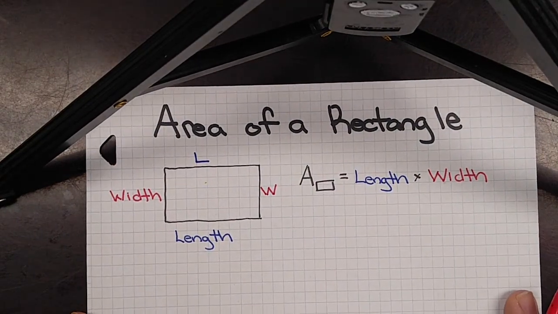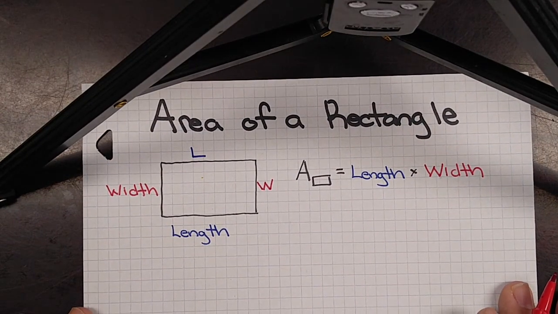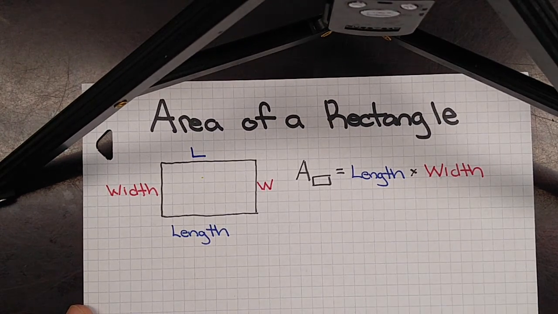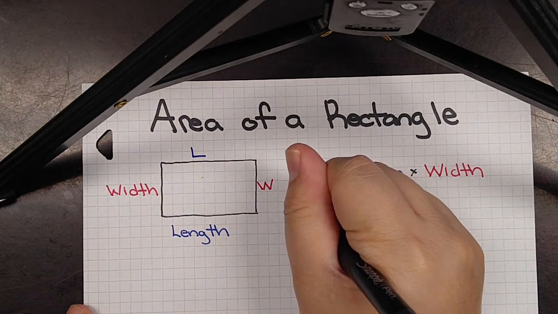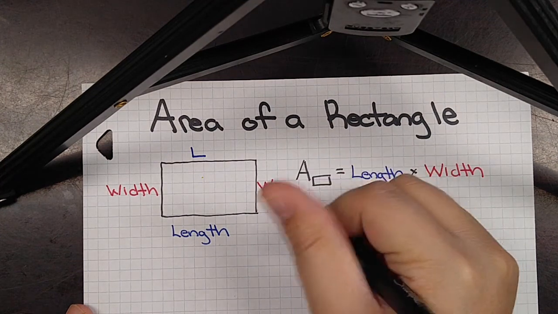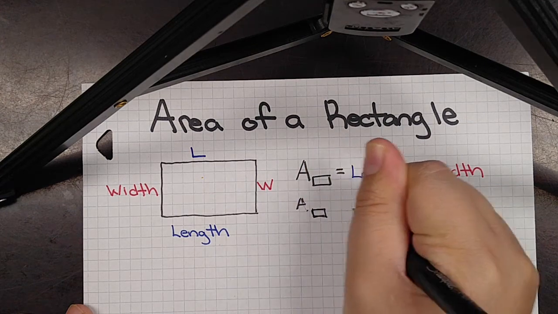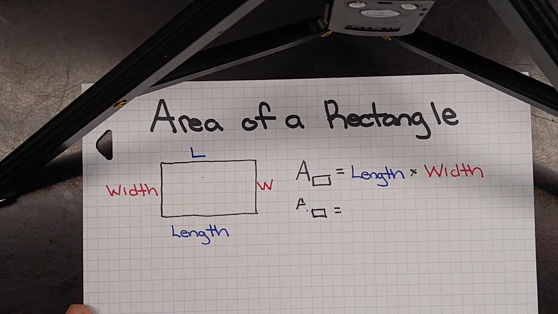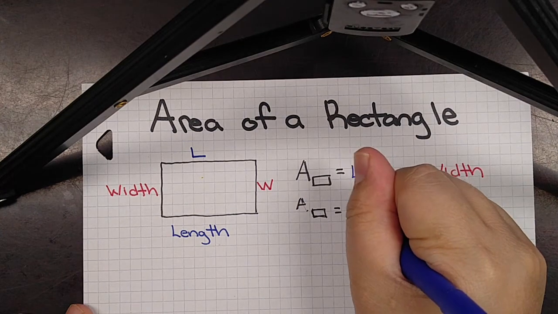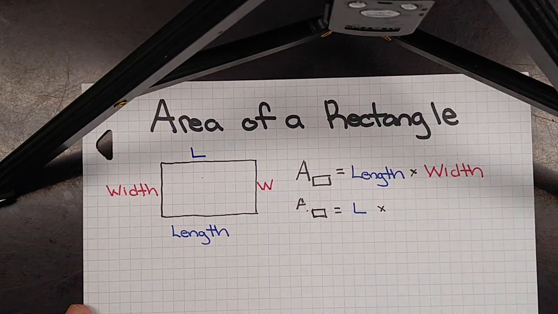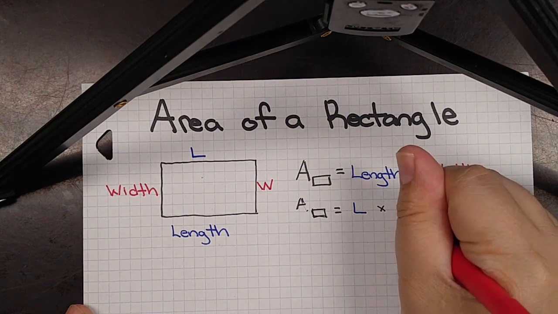Now, when you're solving for the area of a rectangle, you take the length and multiply it by the width. Another way you might see this equation, A stands for area. I'm going to draw a rectangle so I remember what I'm looking at. And it'll just be L times W.